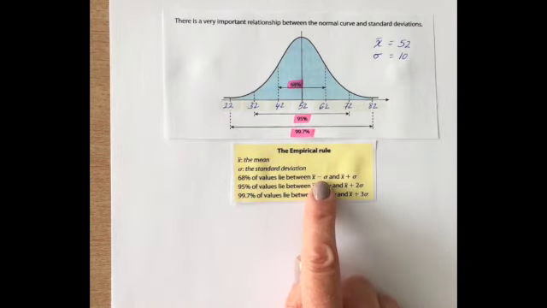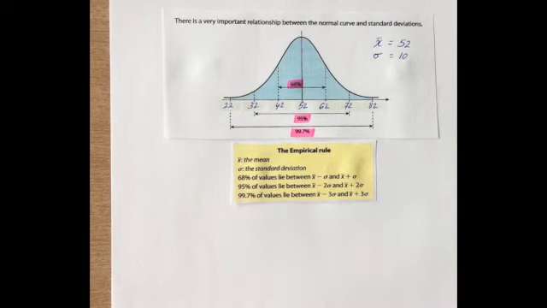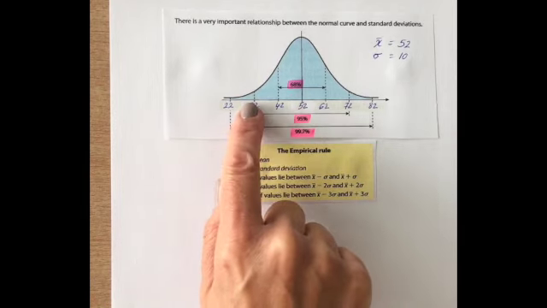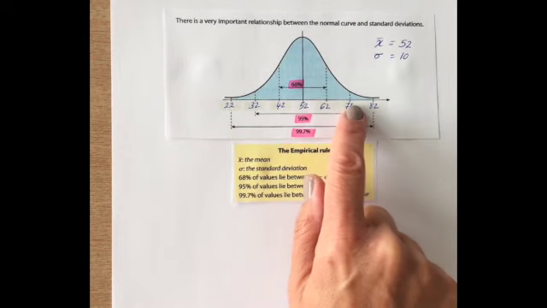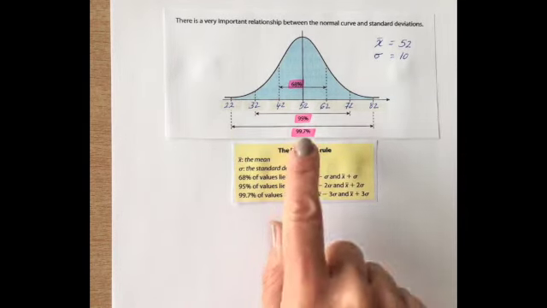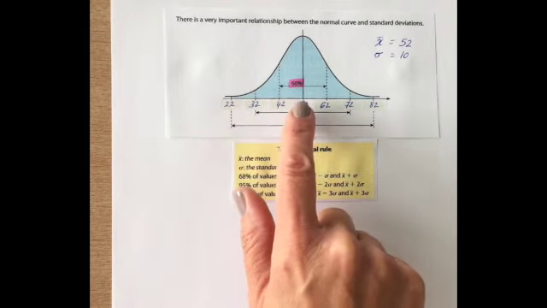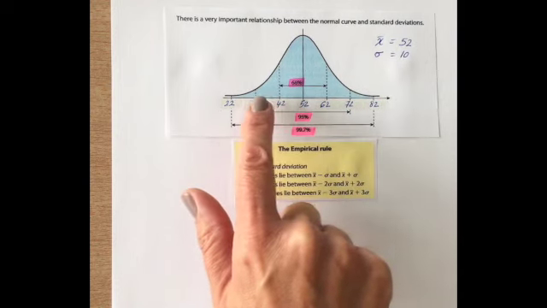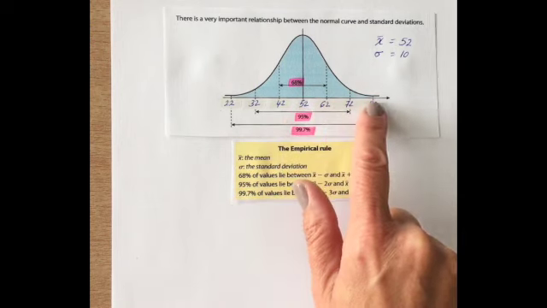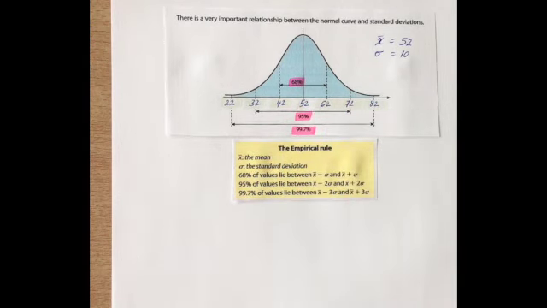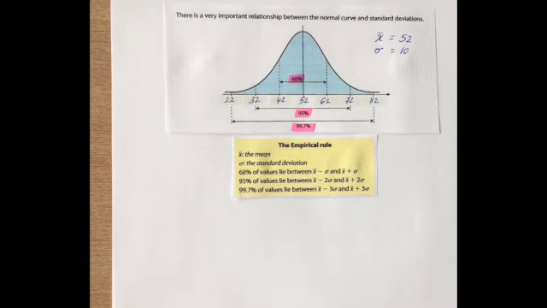Okay, so the mean take away whatever you got for the standard deviation, and the mean plus whatever you got for the standard deviation. And 95% is within two standard deviations of the mean. So 52 take away 20 and 52 add on 20 in this particular example. And 99.7% of the data lies within three standard deviations of the mean. So in other words, in this case, 52 take away 10, take away 10, take away 10. In other words, take away 30. And 52 add 10, add 10, add 10. In other words, add on 30. So know your results of the empirical rule really, really well.